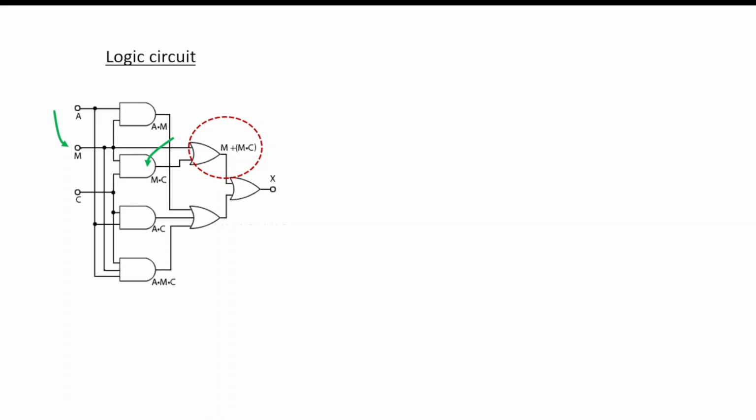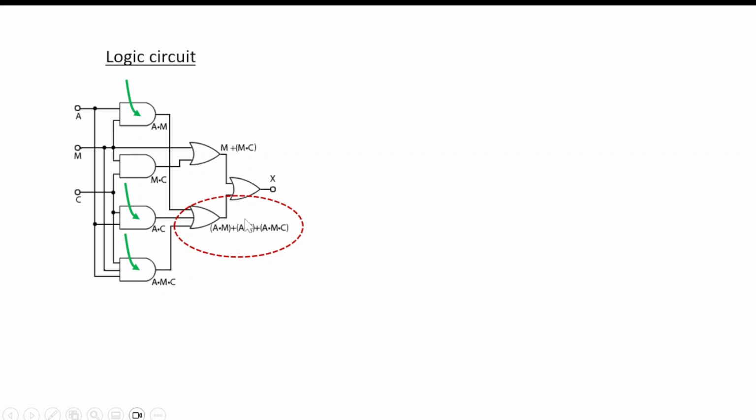What about the next OR gate? Well, this one's based on 3 different inputs. And these 3 different inputs are coming from 3 different AND gates. And so each of these are going to have to be combined with a plus symbol in between them. And we're going to have to use some brackets to keep them separate. So we got AM plus AC plus AMC. And that's just each of these.